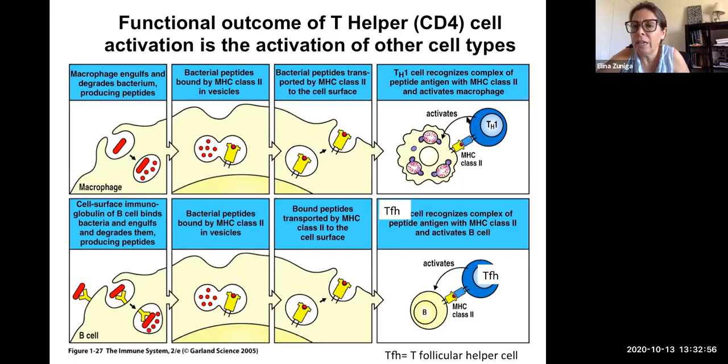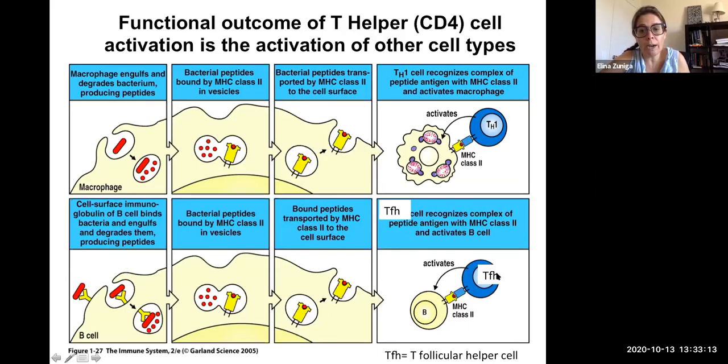And so they will release cytokines as well, other types of cytokines like interferon gamma that will help activation of these macrophages and increase the microbicidal activity so they can kill the bacteria.